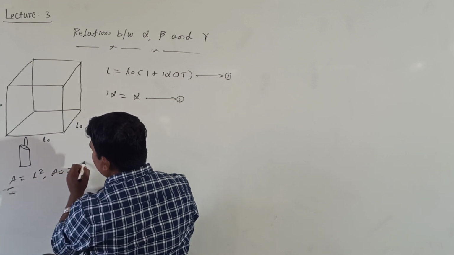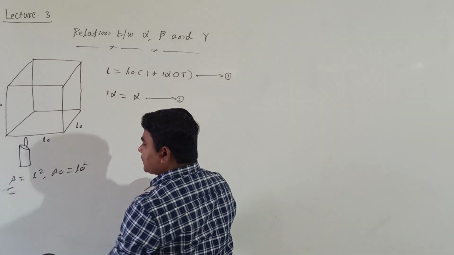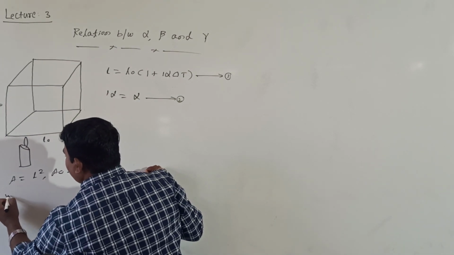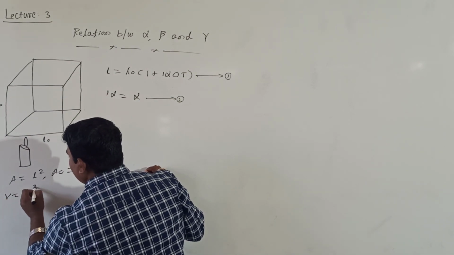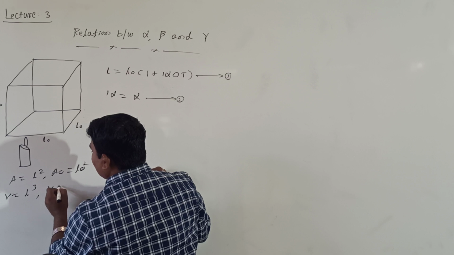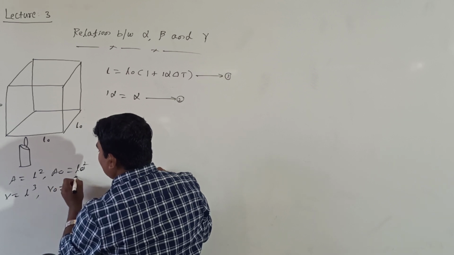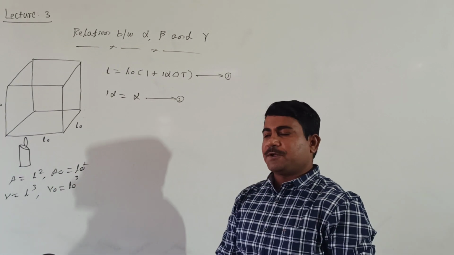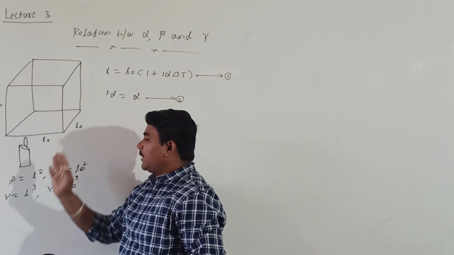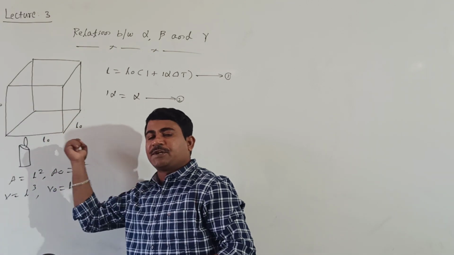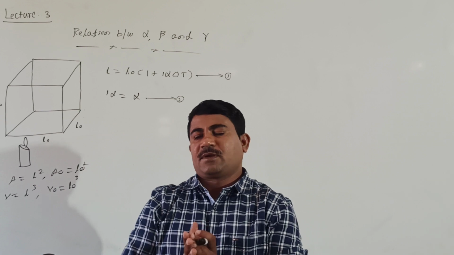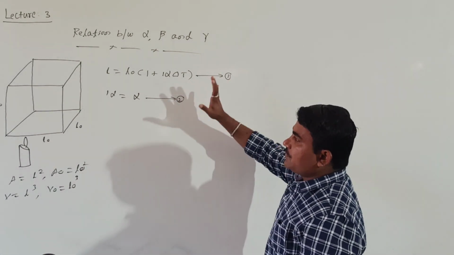A0 is equal to L0 square. Similarly, how to write the value of B? It is L cube. Then what about V0? V0 is equal to L0 cube, because area is equal to length into length, and volume is equal to length into breadth into height for this cube. Now, square equation 1 on both sides.